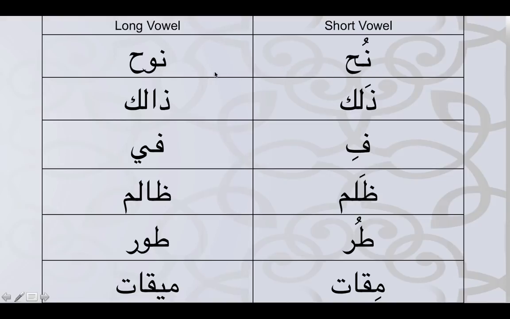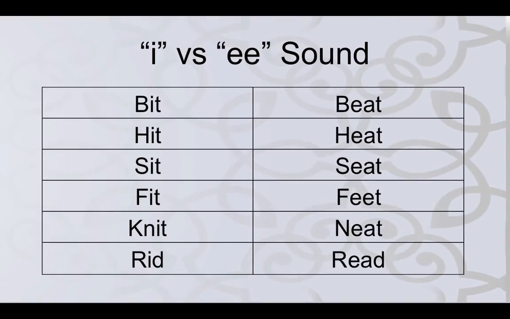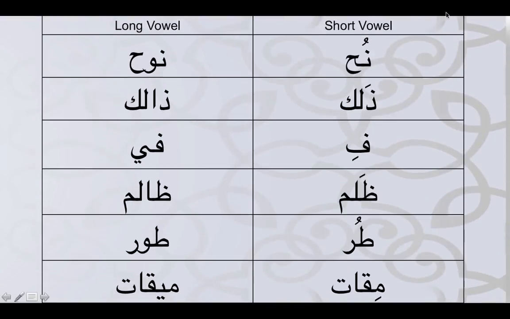Nuh versus nuuh. Notice, just like the previous example, bit, beat, hit, heat, sit, seat, just like that, I replaced the short vowel, the damma, with the long vowel, and the sound changes from just a small movement to a double or longer movement. So this is nuh, nuuh.